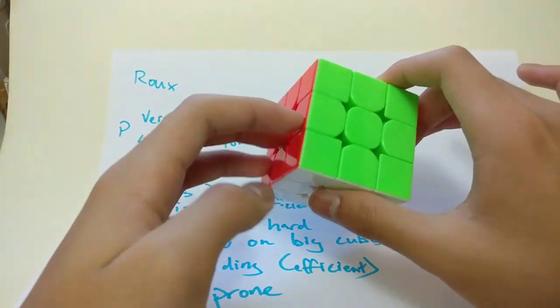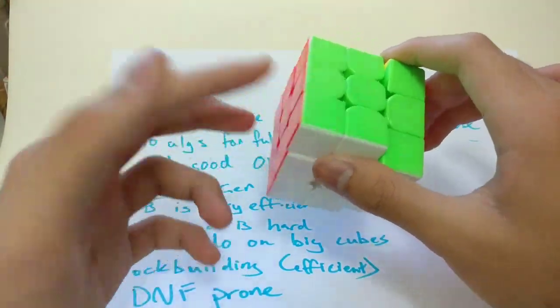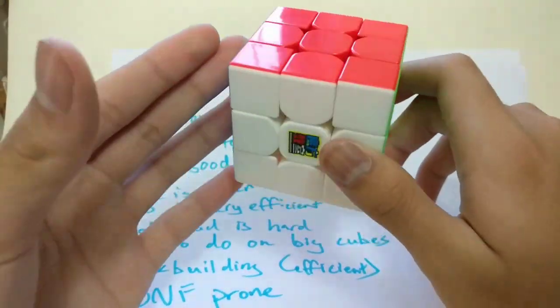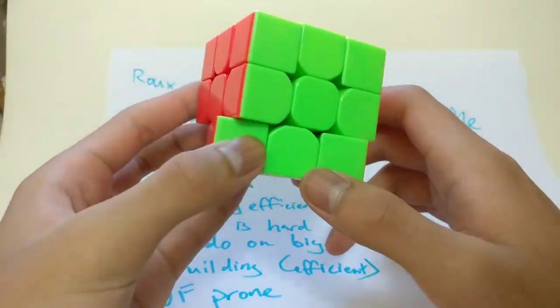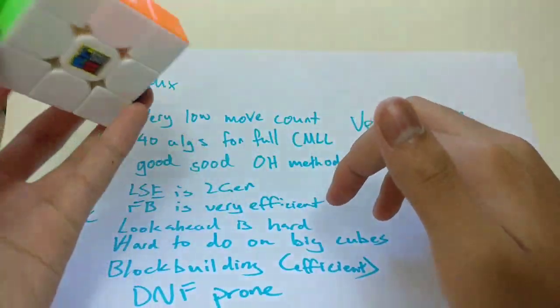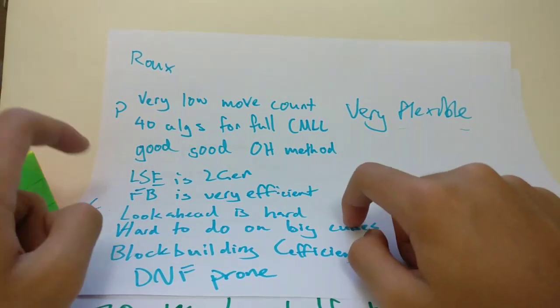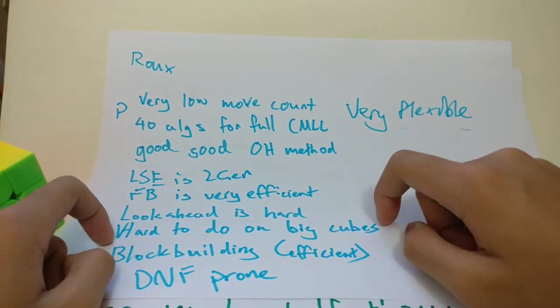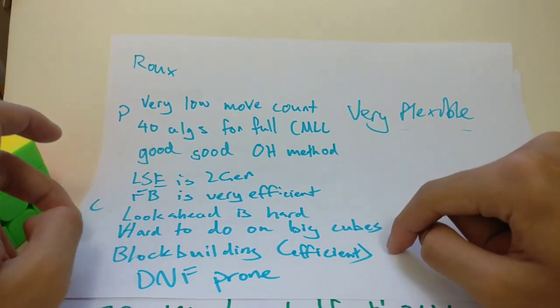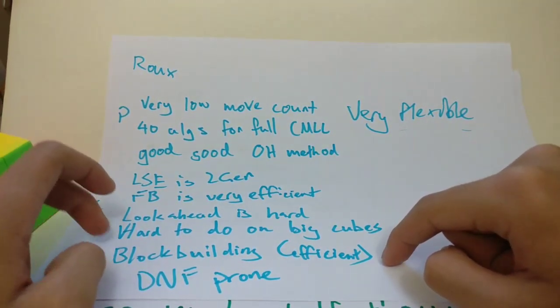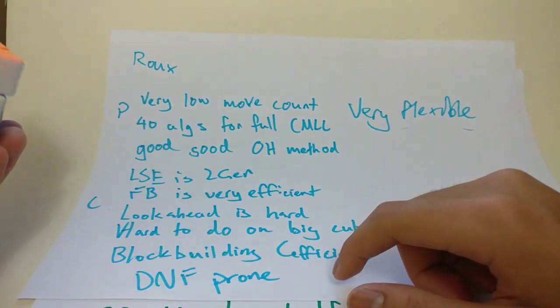You can get your first block to around 6 moves if you're pretty good at first block, but sometimes first block does take 9 moves. But generally, first block is actually pretty efficient. But look ahead is very difficult, and it's hard to do on big cubes as well. Getting efficient block building is also very difficult, and you're also DNF prone as well.